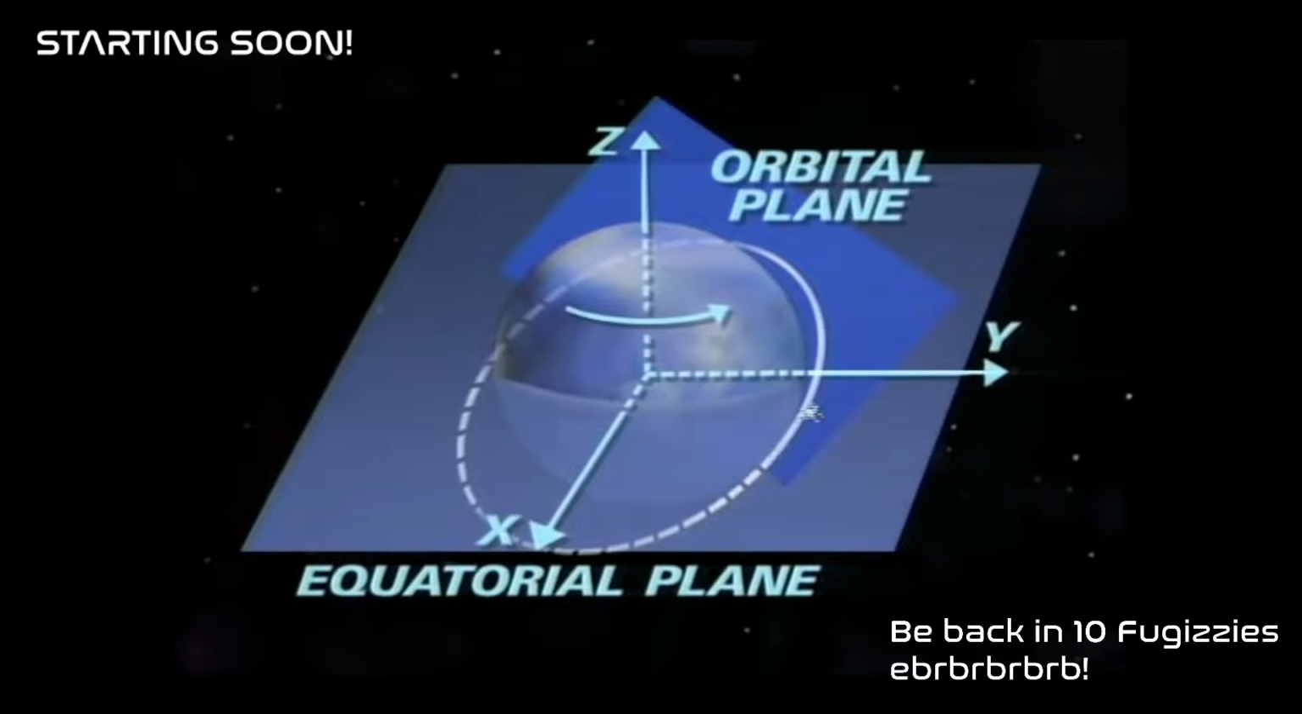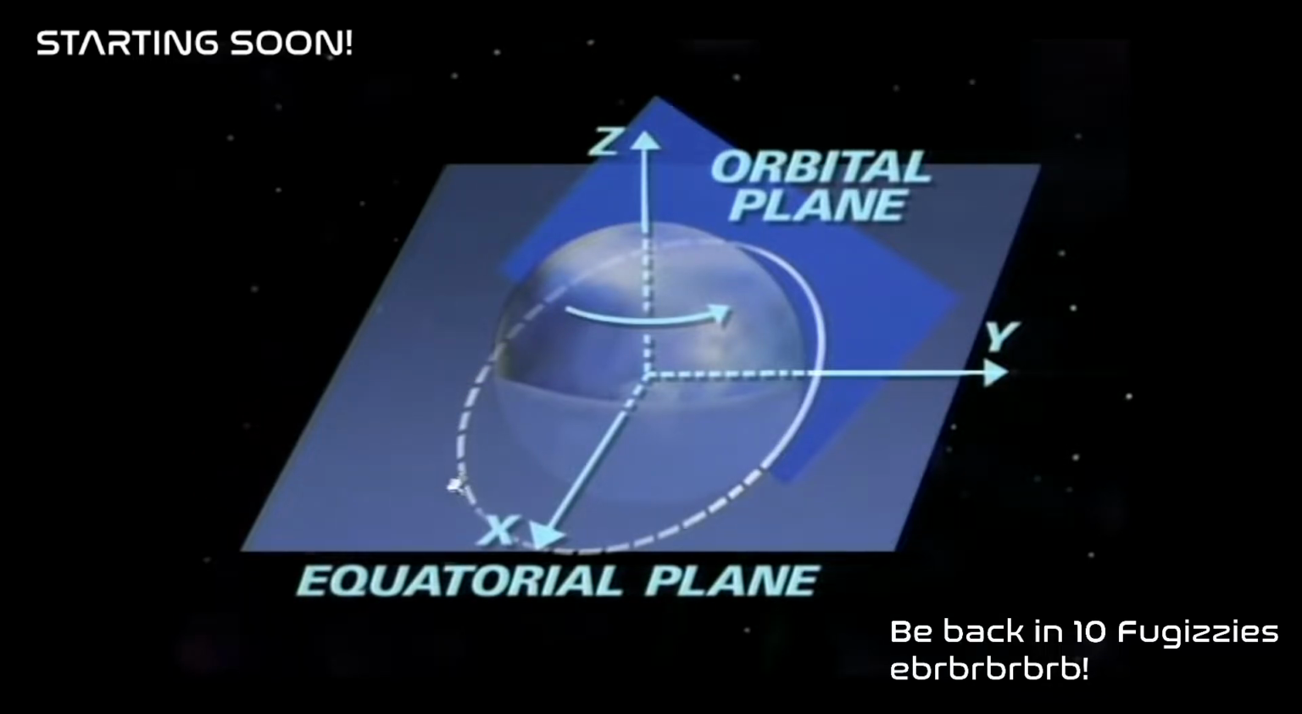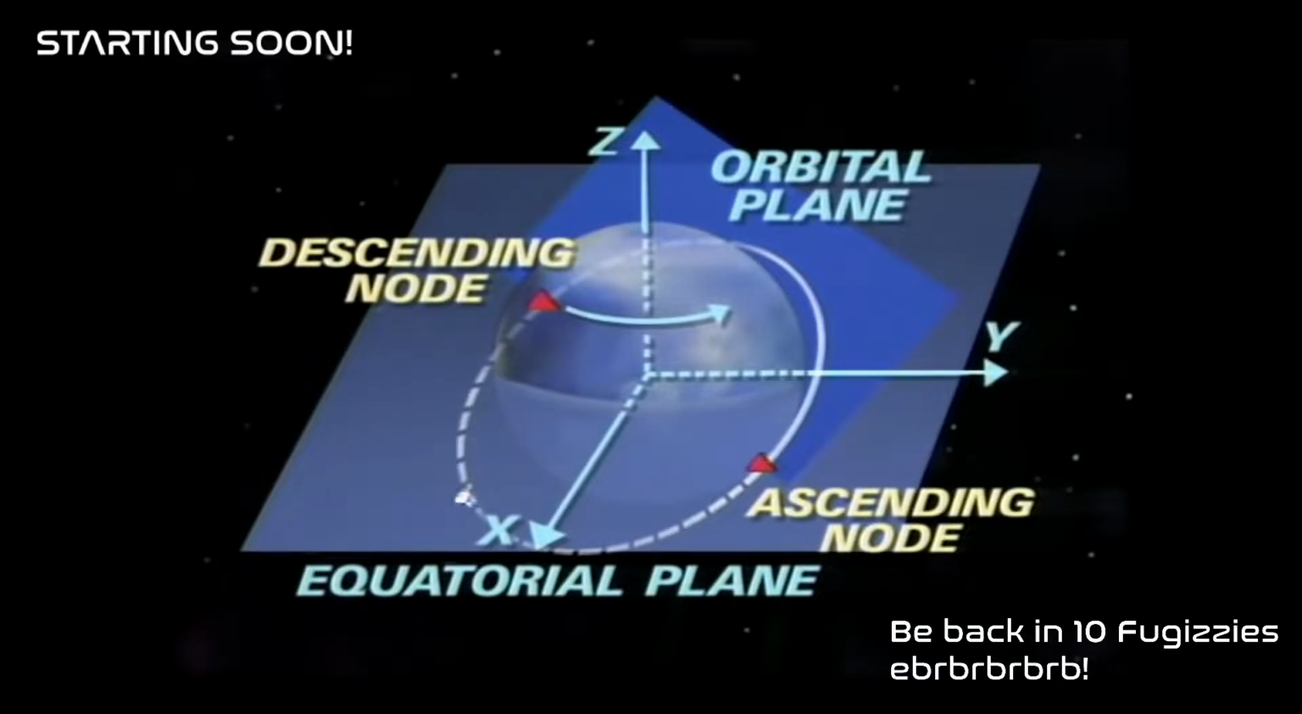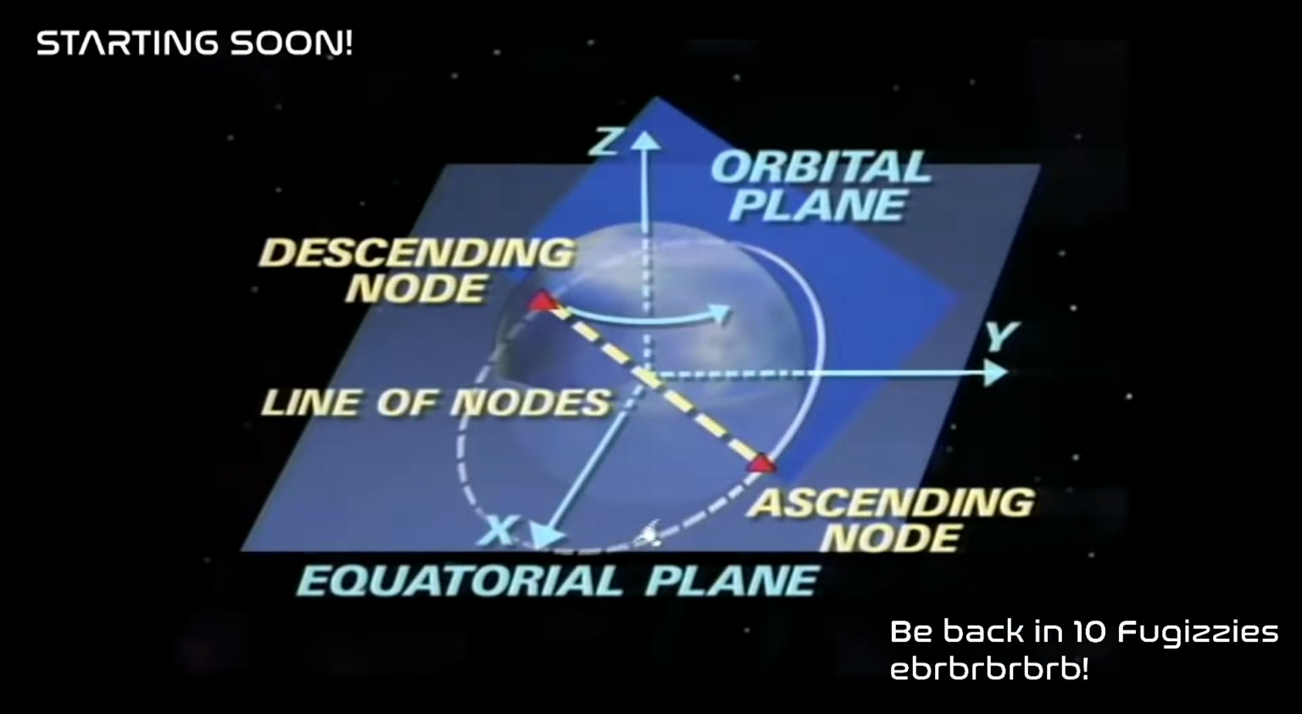Nodes are points in a satellite's orbit which intersect the Earth's equatorial plane. The ascending node is the point at which the spacecraft crosses the equator going from south to north. The descending node is where the spacecraft crosses the equator going from north to south. The line joining the two nodes is called the line of nodes. The orientation of an orbit is determined by 3 orbital element angles.